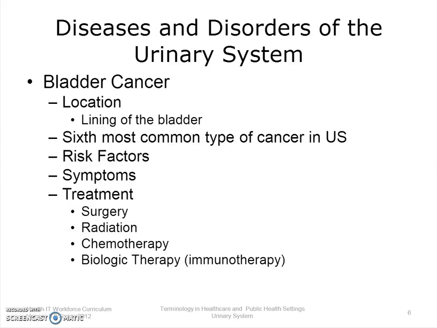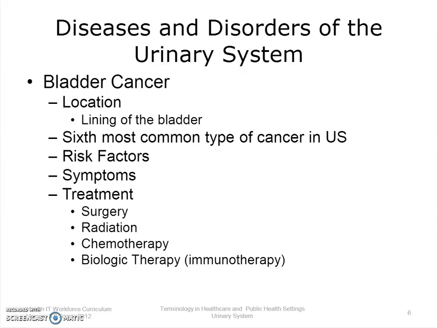Bladder cancer occurs in the lining of the bladder. It is the sixth most common type of cancer in the U.S. There are several risk factors for developing bladder cancer. These include smoking, exposure to chemicals in the workplace, and a family history of bladder cancer. You are more likely to get bladder cancer if you are an older white male.